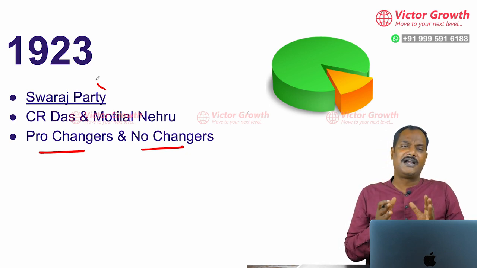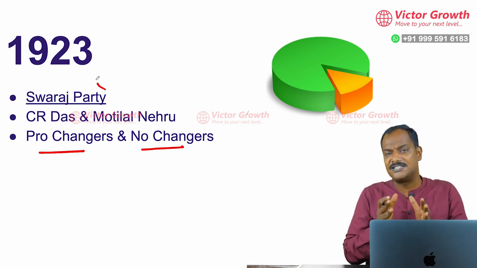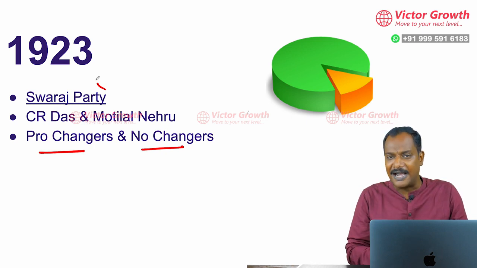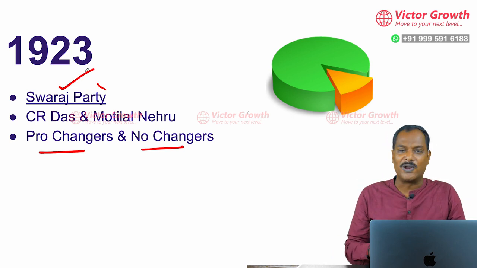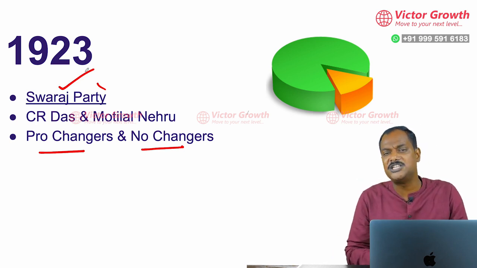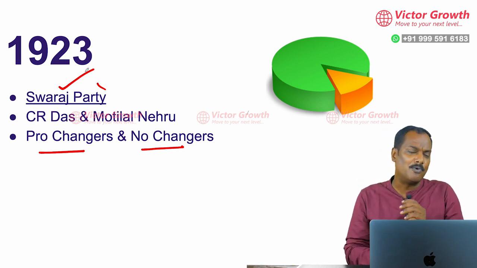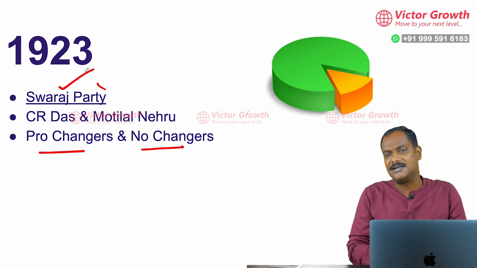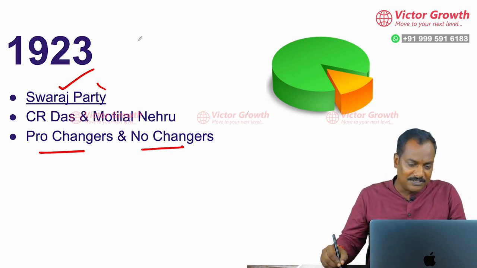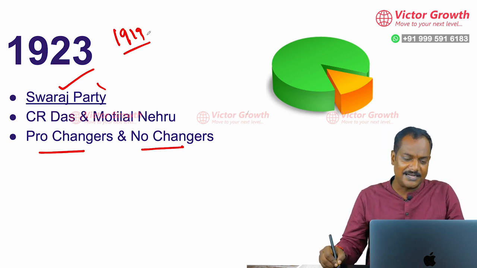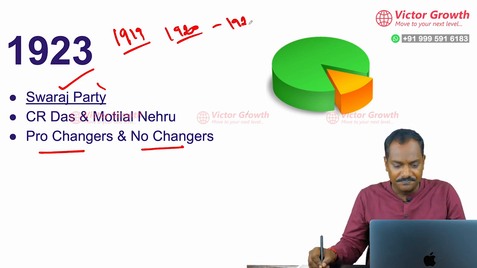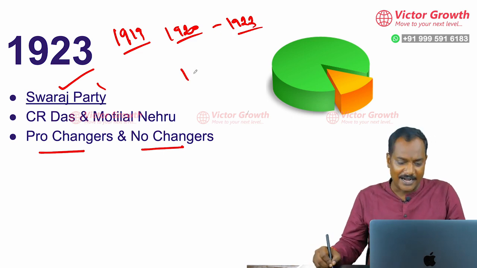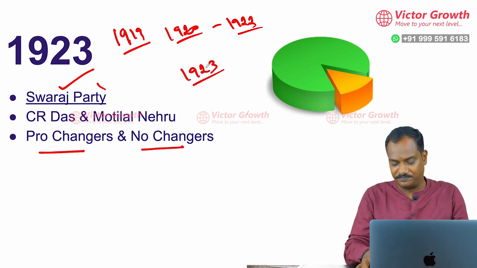So it was a critical situation like that of 1907, where the Surat split happened. Another kind of split situation, but it was avoided by creating the Swaraj Party. In 1923, the Swaraj Party was created by C.R. Das and Motilal Nehru, and through the Swaraj Party, they contested the election and used the assembly to protest against the Britishers. Just a recollection: 1919, Rowlatt Act. 1920, non-cooperation movement. 1922, Chauri Chaura incident, and 1923, Swaraj Party.